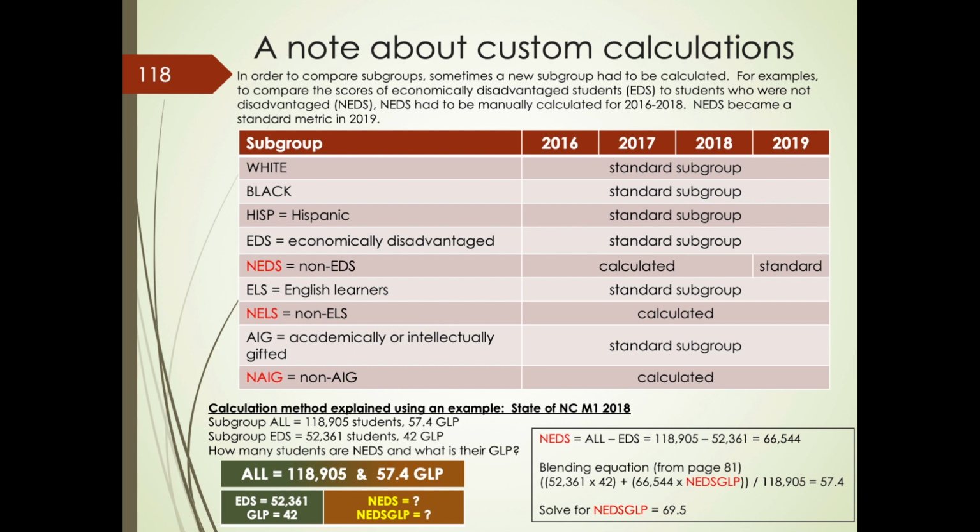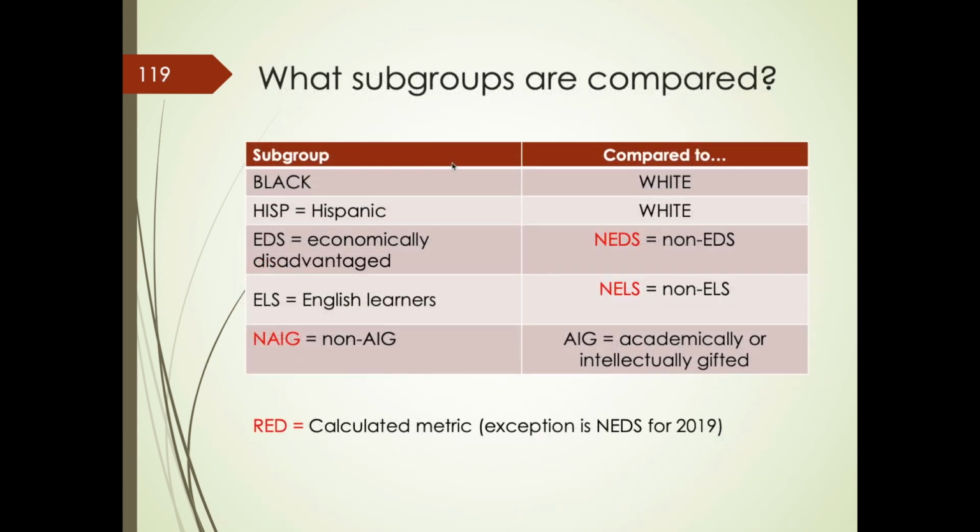And then we use that blending calculation from page 81 to show how to arrive at the NEDS GLP number. So we can assume that these numbers could be blended together, and then we just have to unblend them to break out the component to get the actual GLP for NEDS by itself. And a correction there, actually it's on page 88 where that blending equation is.